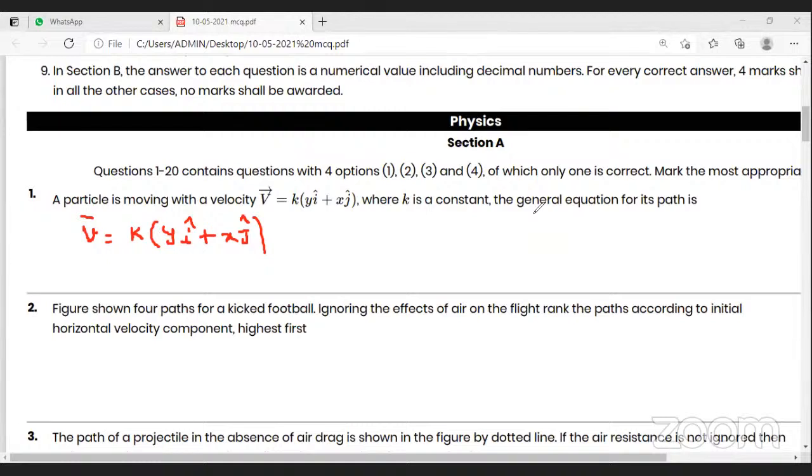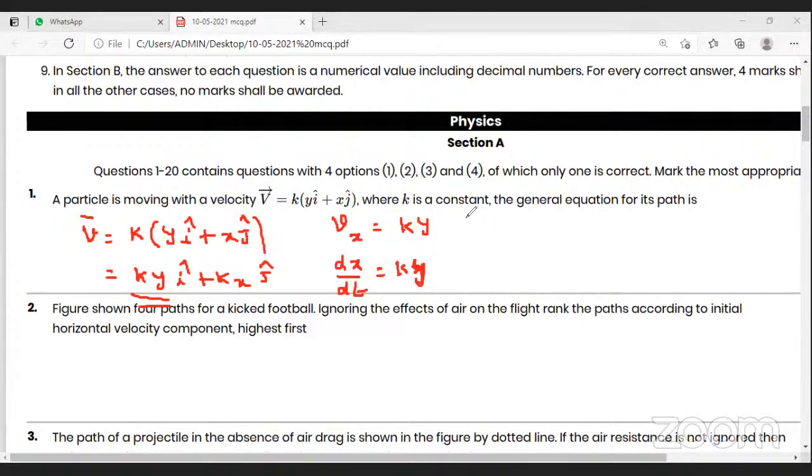According to this, first of all, let me consider only the x component of velocity. What is the x component of velocity here? This ky i cap is the x component of velocity. You can separately write ky i cap plus kx j cap. So the x component can be written as ky. And x component of velocity in the sense, you can write it as dx by dt. So dx by dt can be written as ky.